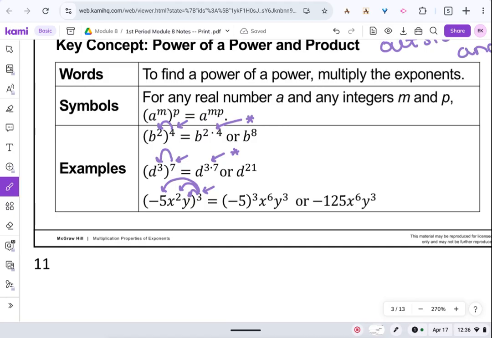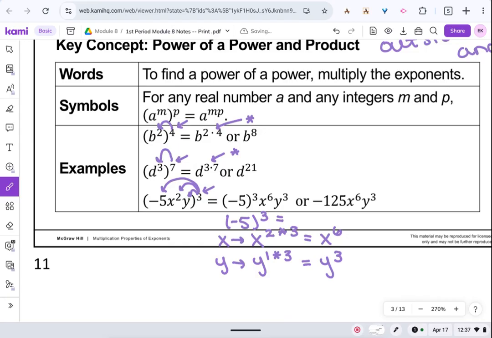So what I would write is -5 to the 3rd, which is what they did here. The x base had a 2 on it, so I would take 2 times 3 to get x to the 6th. And then the y base, that doesn't actually have anything on there. Technically, there's a 1. So I would be taking y to the 1 times 3, which is y to the 3rd.